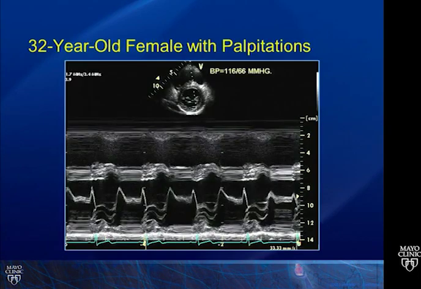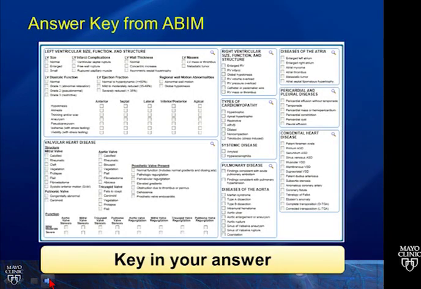So case number 1 is an M mode, and they're going to give you a little history similar to this. This is a 32-year-old female who presents with palpitations. And this is an M mode, and you can see the little thumbnail sketch up at the top of your screen that shows you where they're taking that M mode through. And then they're going to possibly present you with the M mode below. So take a look at that. And then there's our answer key.